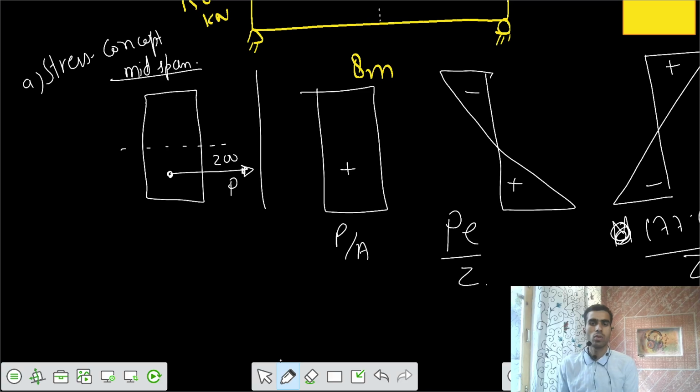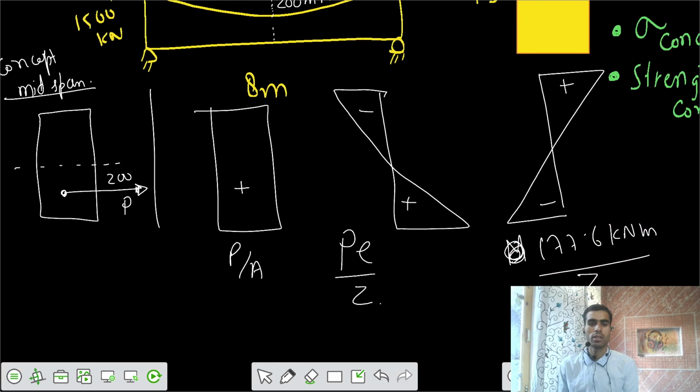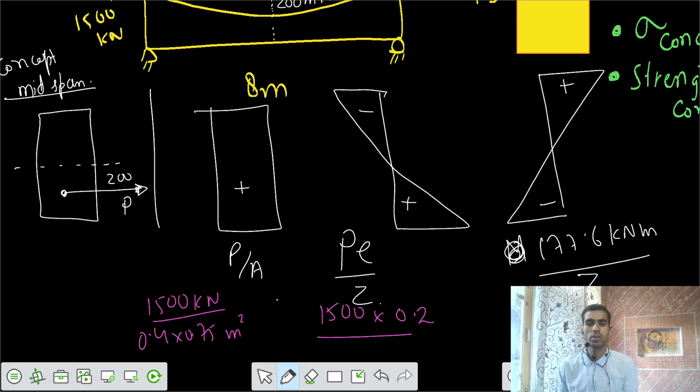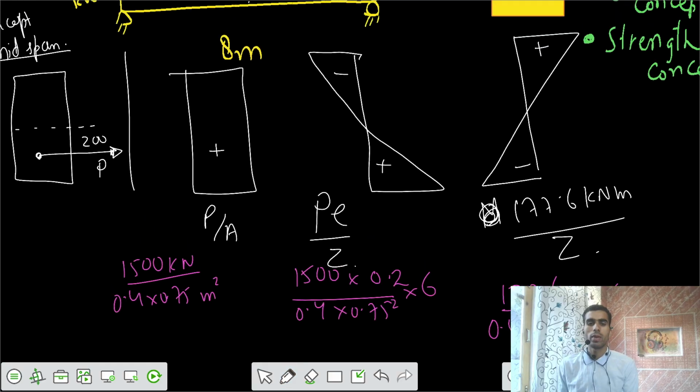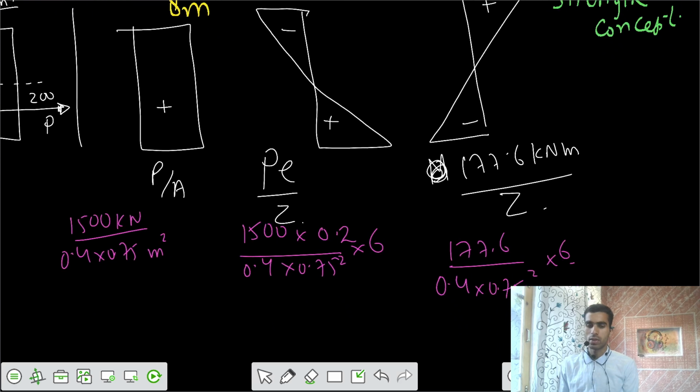So let's solve those values. 1500 is your P force: 1500 kilonewton divided by the area of the cross section, 0.4 into 0.75 meter square. Then your P into E, where the value of E is 200 millimeters, and the section modulus is 0.4 BD square by 6. And the third one is 177.6 divided by BD square by 6. So those values can be solved, and you would get the stresses.